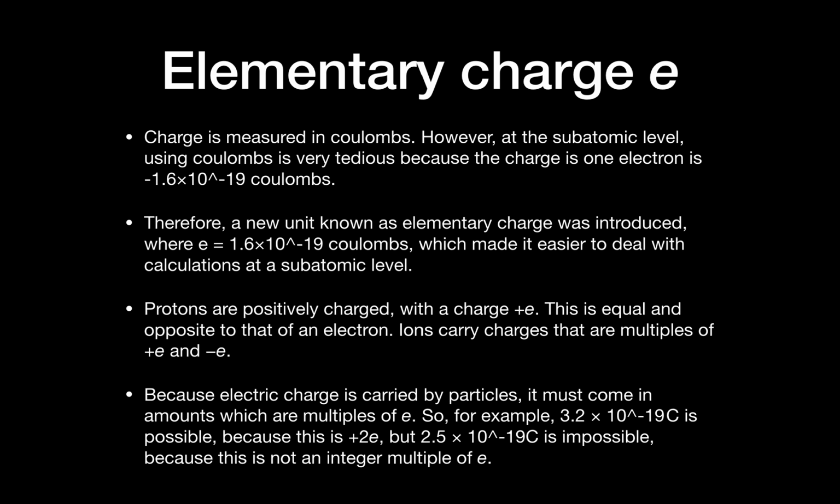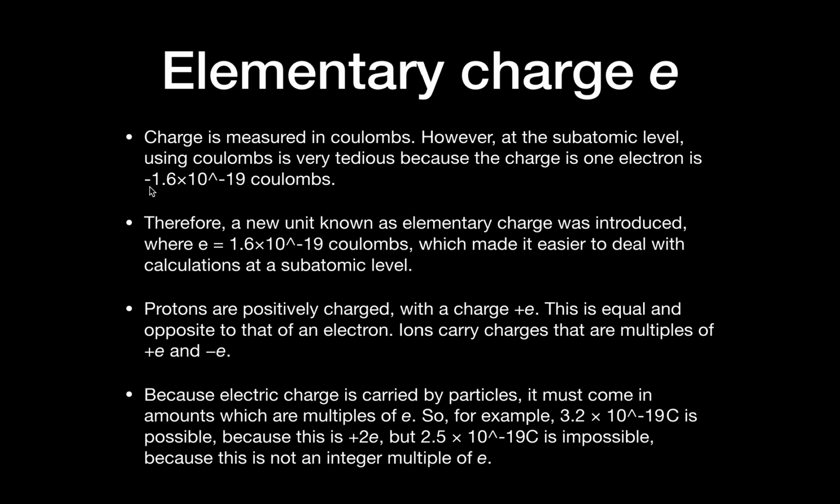Now we come to another value known as the elementary charge, or e. Charge we know is measured in coulombs. However, at the subatomic level, when you come to electrons and protons, using coulombs as a unit becomes very tedious and complicated because the charge on one electron is minus 1.6 times 10 to the power minus 19. Because the 10 to the power minus 19 is there, using it in equations, constantly cancelling the value of 10 to the power minus 19, becomes very complicated. So we introduced a new unit known as elementary charge, where the value of e is equal to 1.6 times 10 to the power minus 19 coulombs, which made it easier to deal with calculations at a subatomic level.